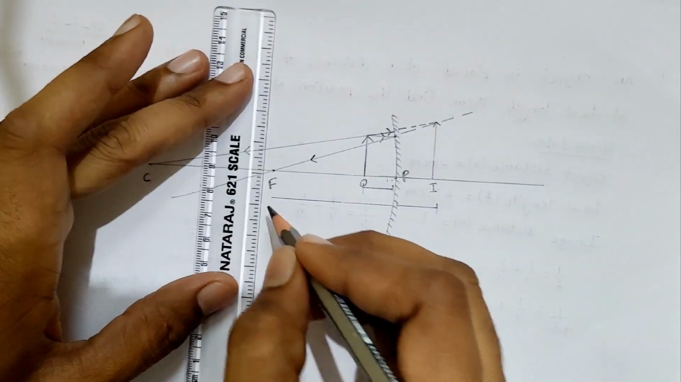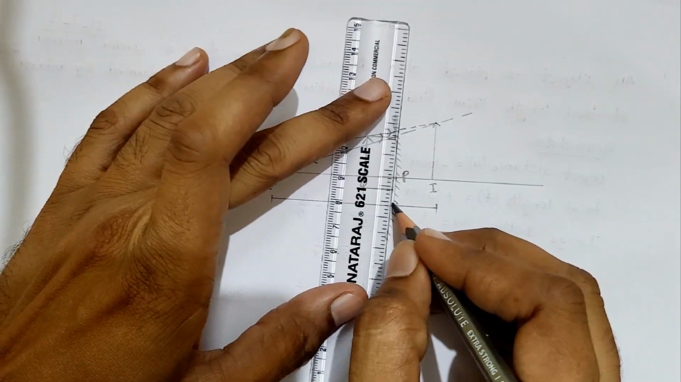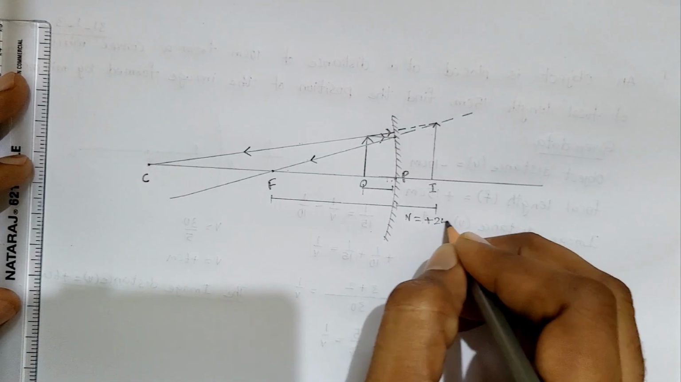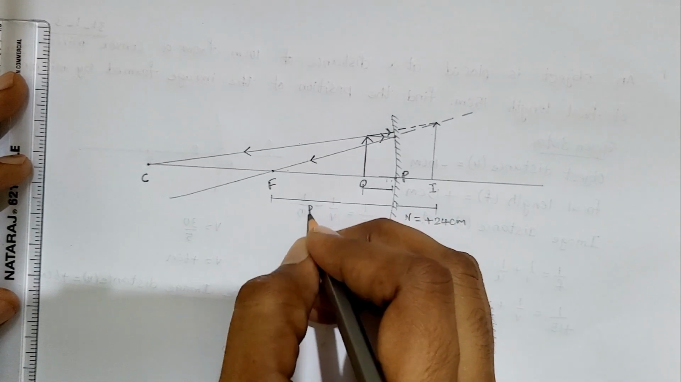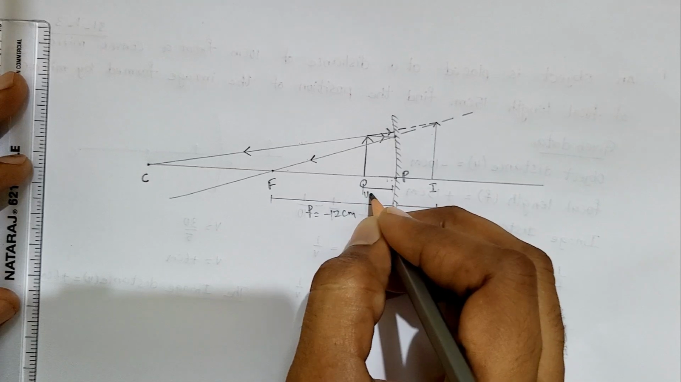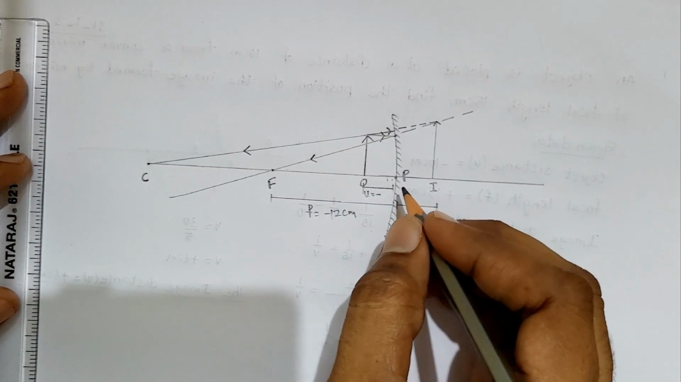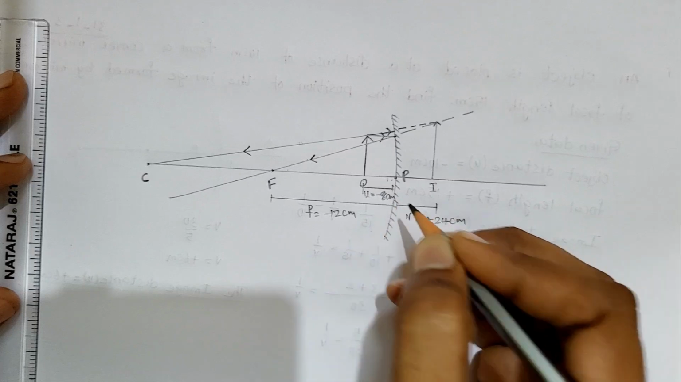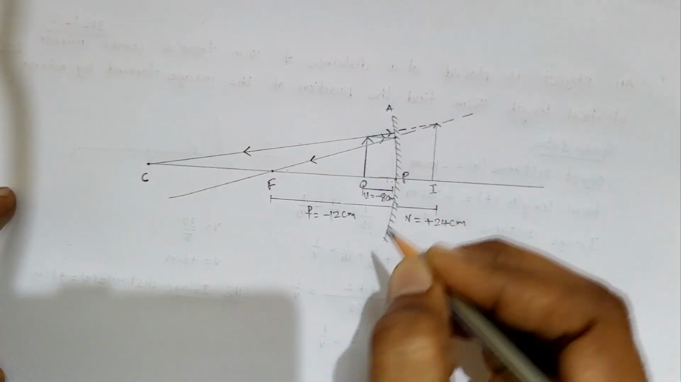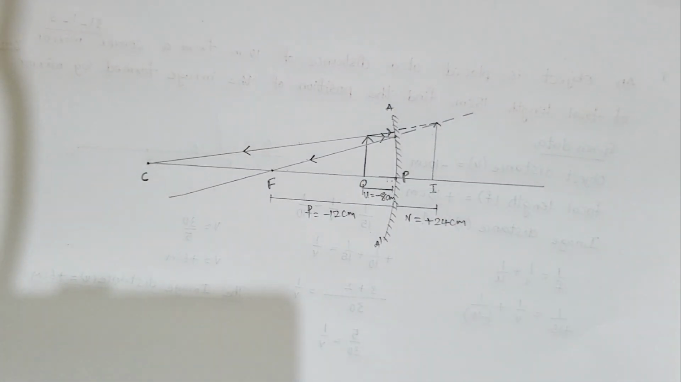If they ask you to draw a labeled ray diagram, then this one will be V, that is equal to plus 24 centimeters. This one will be F is equal to minus 12 centimeters. This one will be U, U is equal to minus 8 centimeters. If we are able to do this much labeling, then we are not going to lose any marks. One more thing, we can write the aperture as A and A dash. So this is the perfect way of drawing ray diagrams of a concave mirror.